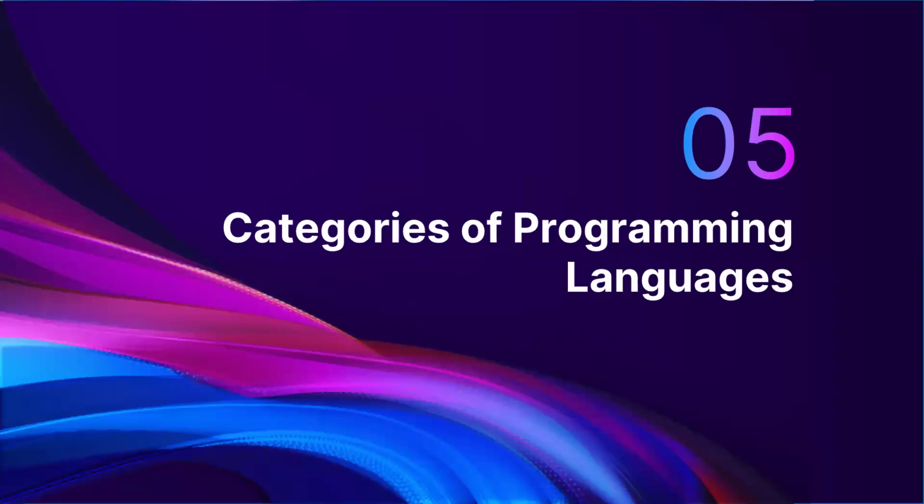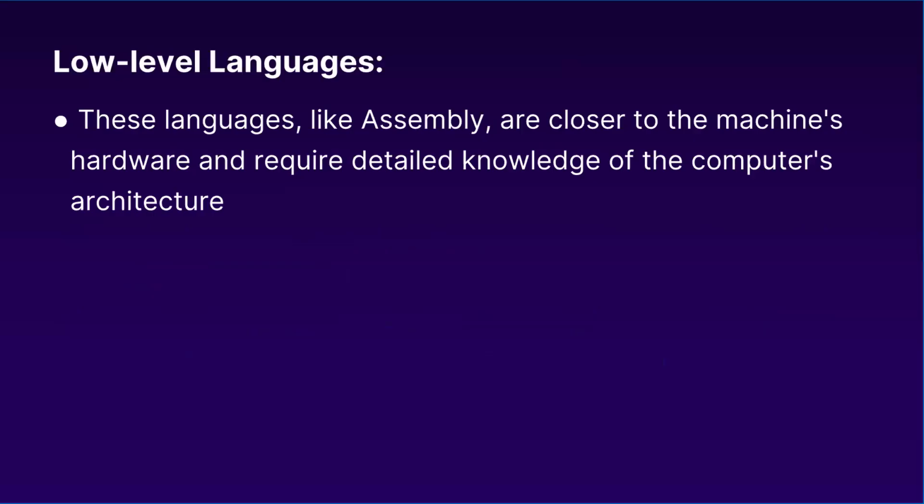Now let's take a look at categories of programming languages. We have low-level languages. I told you that computers understand machine code. The language of the computer is called machine code. It is written in zeros and ones. The people who started programming were writing zeros and ones, and that's what the computer understands.